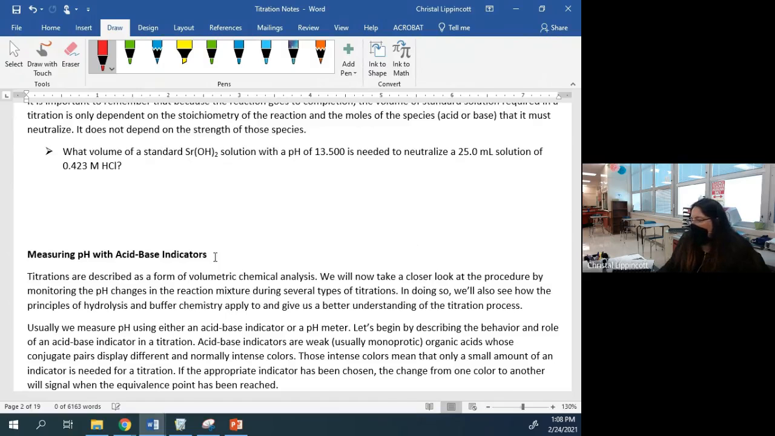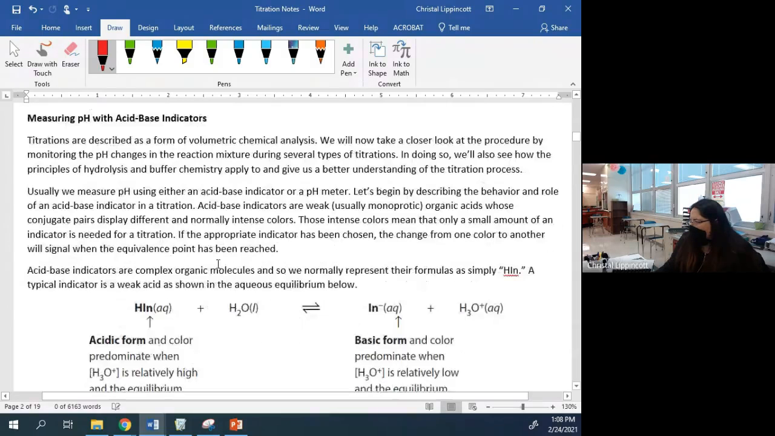And then we talked, did we talk about acids and base indicators, or is this where we left off? Okay. All right, sorry about that. I guess you got a little review.